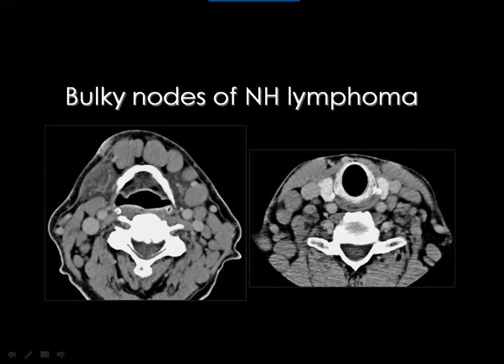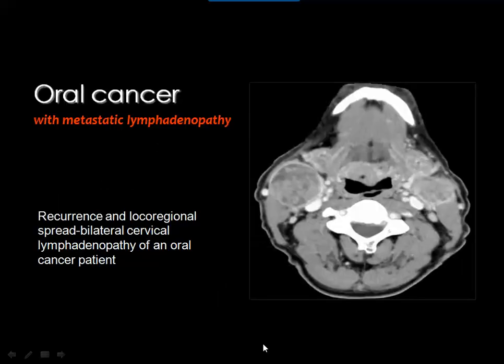And here, the nodes are more bulky. They are also discrete, but they are bulky and they are homogeneously enhanced, with no areas of calcification or breakdown, and you think of lymphoma. Then in this patient with oral carcinoma, you see this is a metastatic node and this is another nodal metastasis, and this is the normal submandibular salivary gland on both sides.